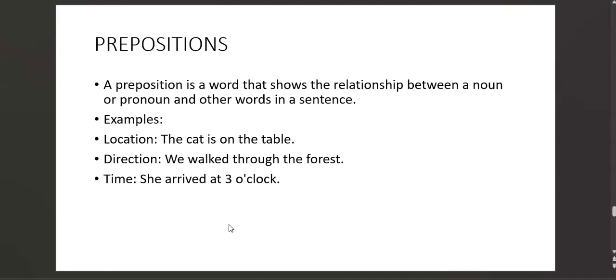Now we look at the preposition of direction. We walked through the forest. So through shows in what direction you were walking. You're walking through the forest.